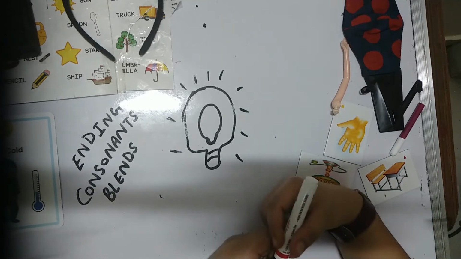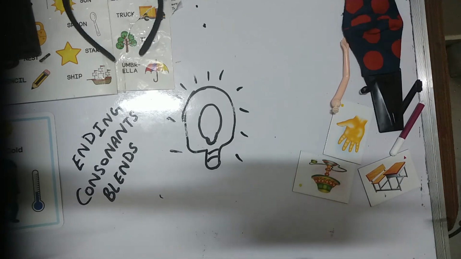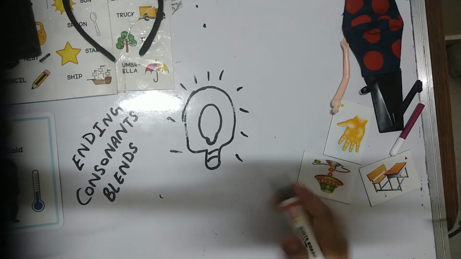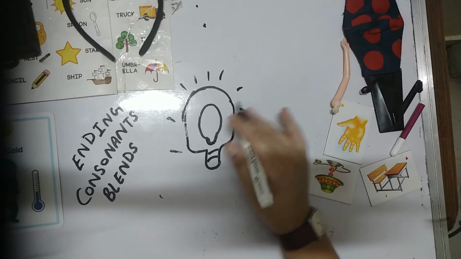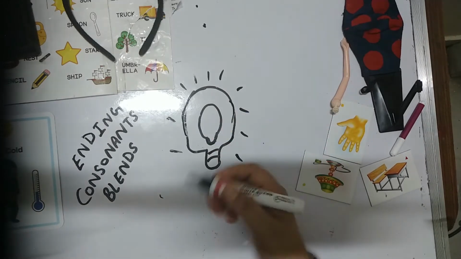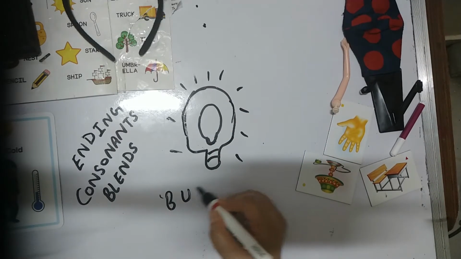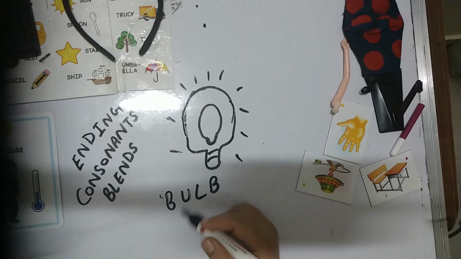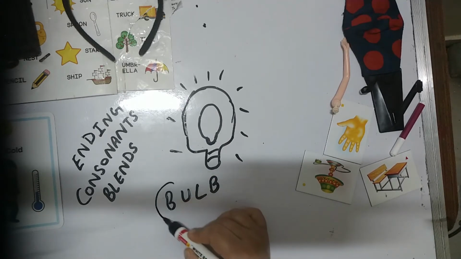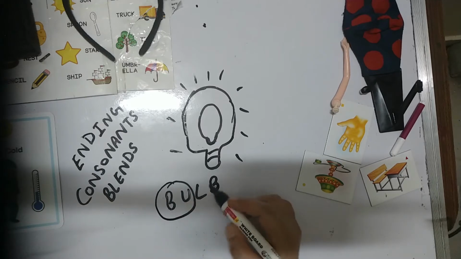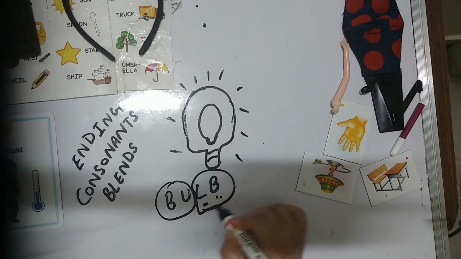What is an ending consonant blend? Whenever we have a blend at the end, for example, suppose we take a word, bulb. My drawing is not that good, so let's take a bulb example. Whenever we have written this word, we need to ask the child how we can blend this. The child needs to blend the first two letters, and then blend the last two letter sounds, whatever is written over here at the end.